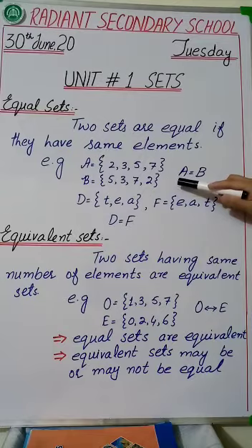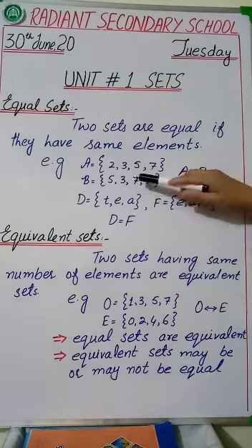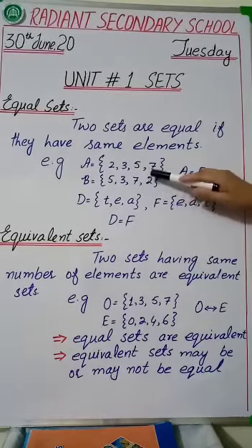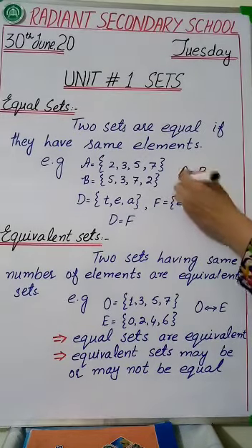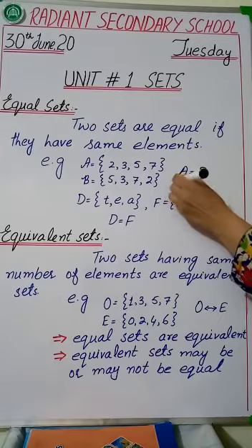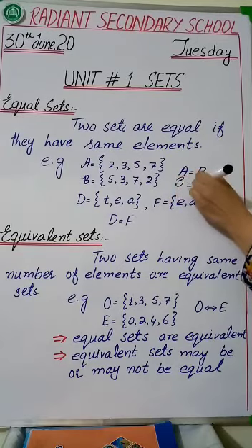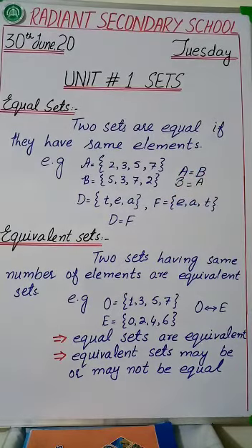You can easily observe that 2 is the same in both sets, 3 is the same in both sets, 7 is present in both sets and 5 is also present in both sets. It doesn't matter that the order of the elements is changed in set B. So in such a situation both of the sets are equal to each other. So you can write that set A is equal to set B, or you can say that set B is equal to set A.